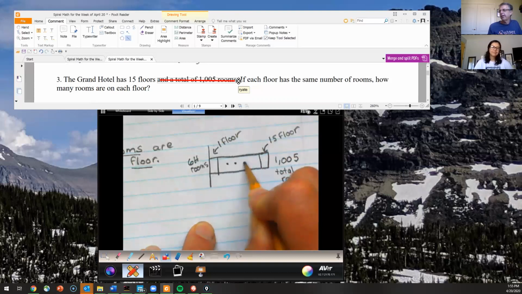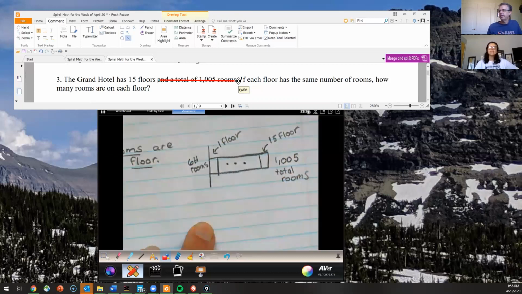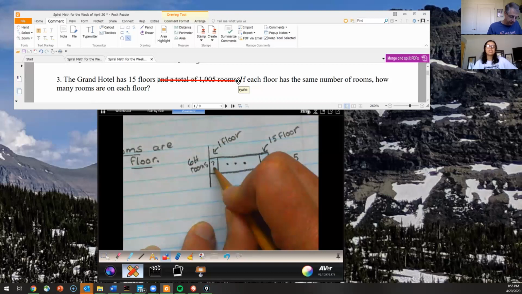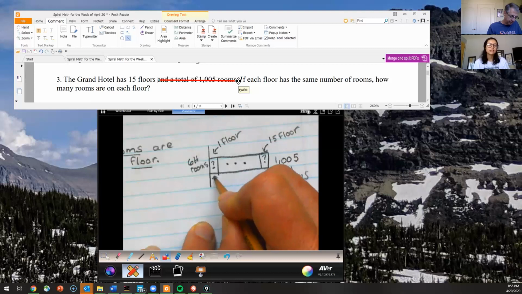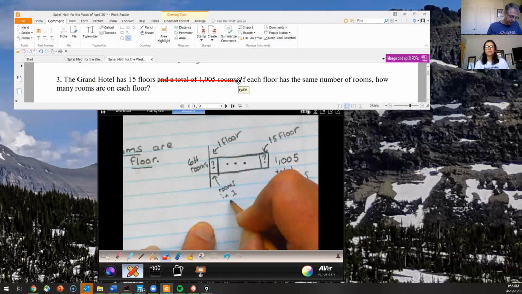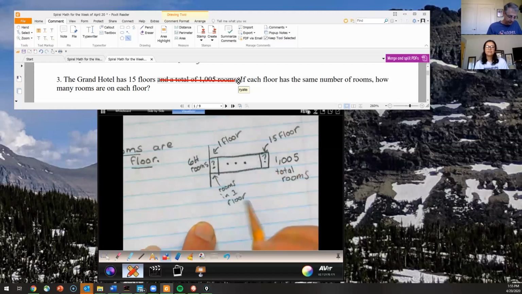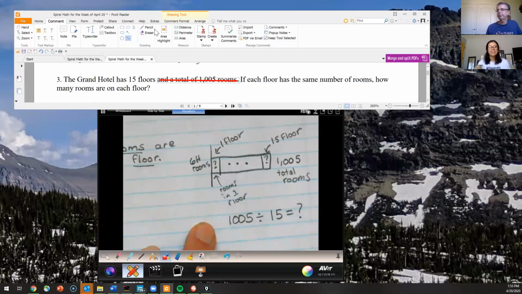All right. And then we want to know how many rooms are going to be on each floor. So we want to know what each section of that unit bar is going to represent. So our expression for this is going to be 1,005 divided by 15 equals question mark. Perfect.